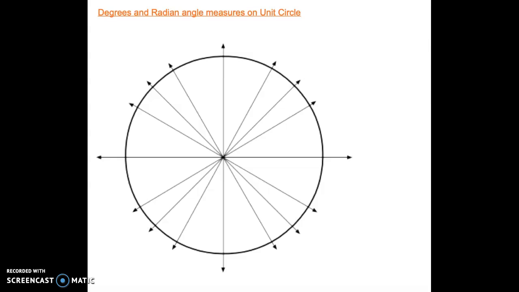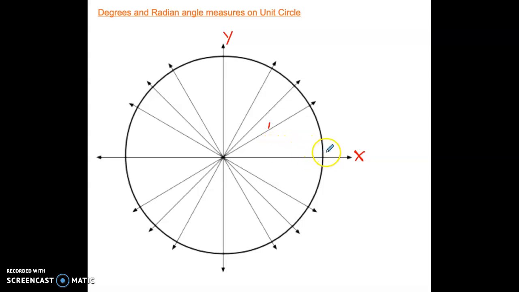Unit circle, it's a circle centered on the origin. When we look at this picture here, we've got our x-axis, got our y-axis. The circle is centered at the origin. It has a radius of 1. It's the unit circle. Okay, how we use this.